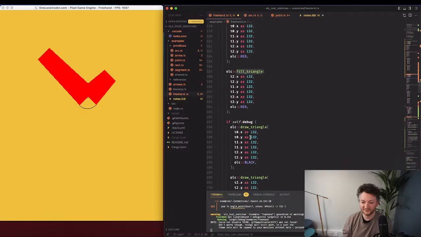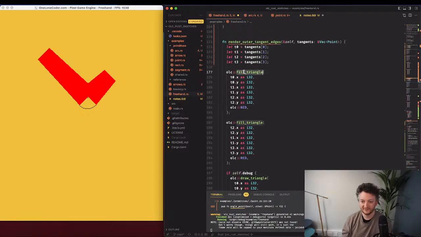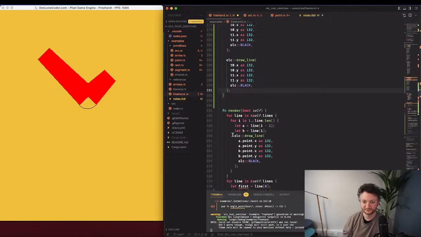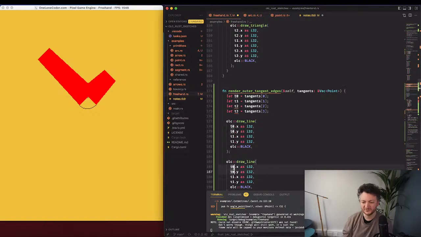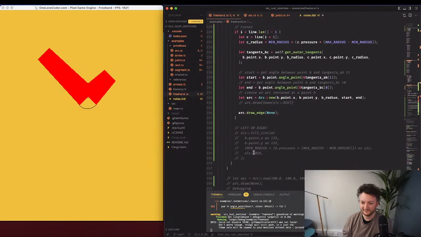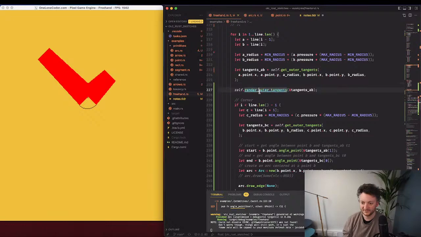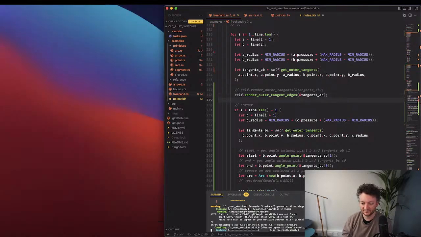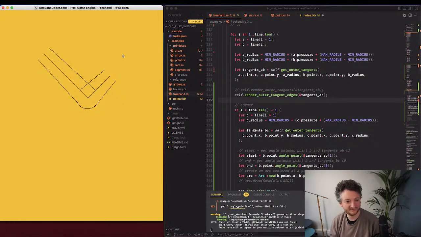So instead of doing these filled triangles, I am going to draw a line from T0 to T1, and I'll do that in black. And then I'll just do the other one too. I'll show you what I mean. It's kind of confusing. So far, we've been filling the lines just to see if the pressure and things like that were working. But what we really want is an outline.